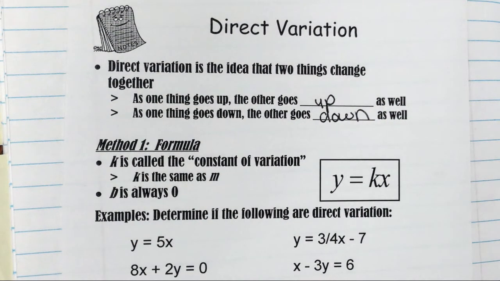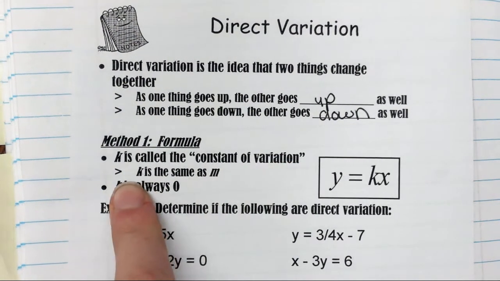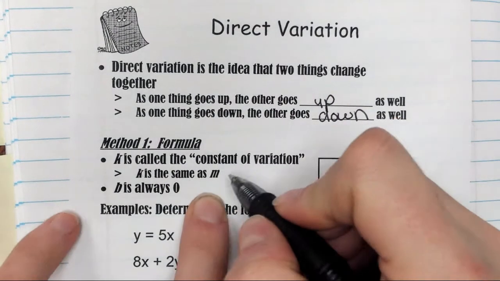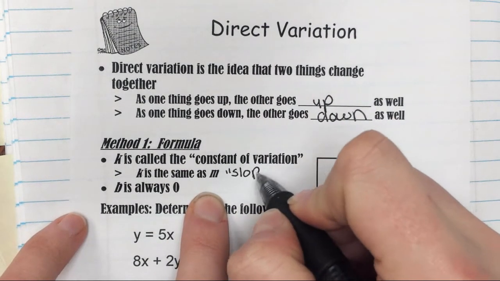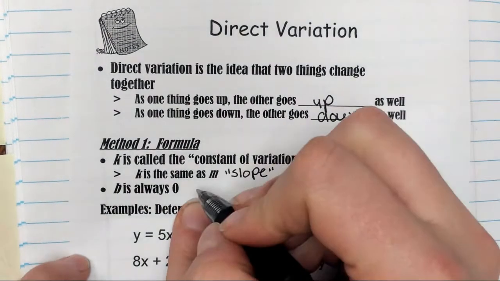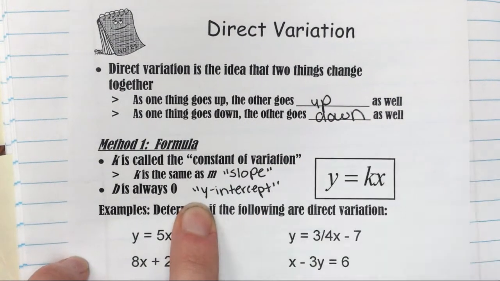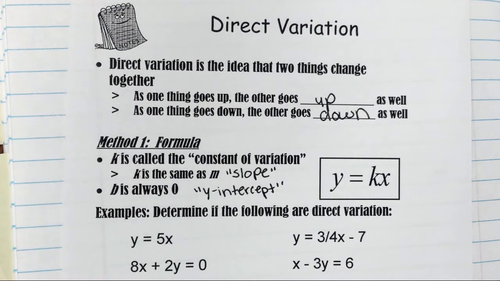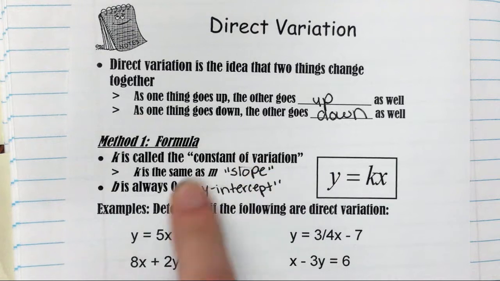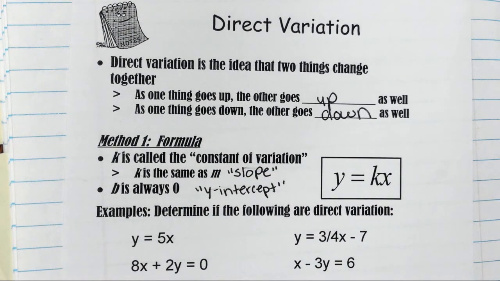Method 1, for direct variation, we can use the formula. K is known as the constant of variation. And in direct variation, K is the same as M. And if you remember, M stands for slope. So K is the slope of a direct variation. B, or the y-intercept, is always 0. So a direct variation is a linear equation where the slope is the constant of variation and the y-intercept is always 0.